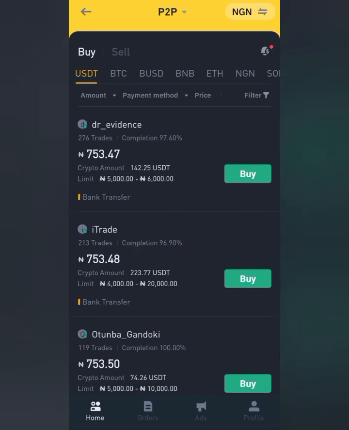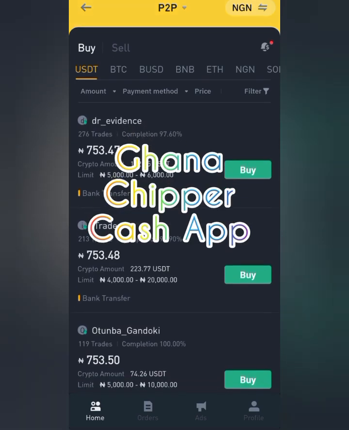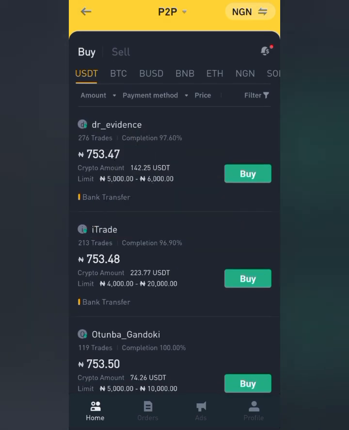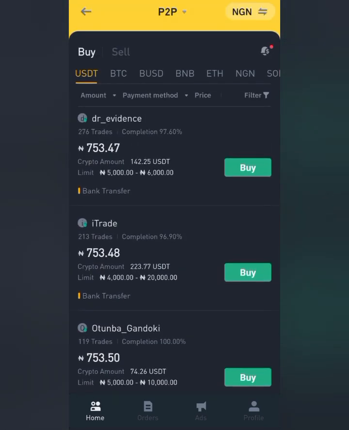We may likely have to use the cheaper cash. If you have a cheaper cash account, this might also work for you. I'm going to show you the combination of all three. So let's get started. The first thing is you have to buy USDT, with this particular method I'm showing you.